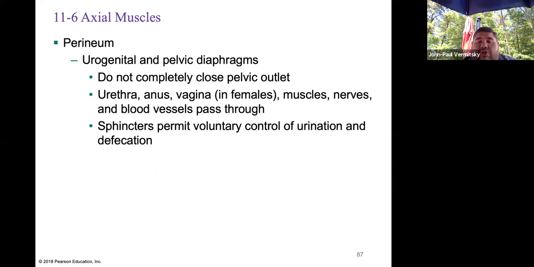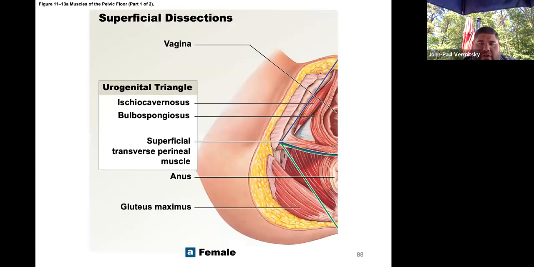Sphincters will actually permit voluntary control of urination and defecation. And you have both skeletal muscle sphincters, which is voluntary control, meaning you have conscious control over those actions. But you're also going to see you have smooth muscle sphincters, and you do not have conscious control over those. So the urogenital triangle, this is going to include the ischiocavernosus muscle, bulbospongiosus muscle, and then the superficial transverse perineal muscle right here. And this sort of forms that little triangle right here on the superficial tract there.